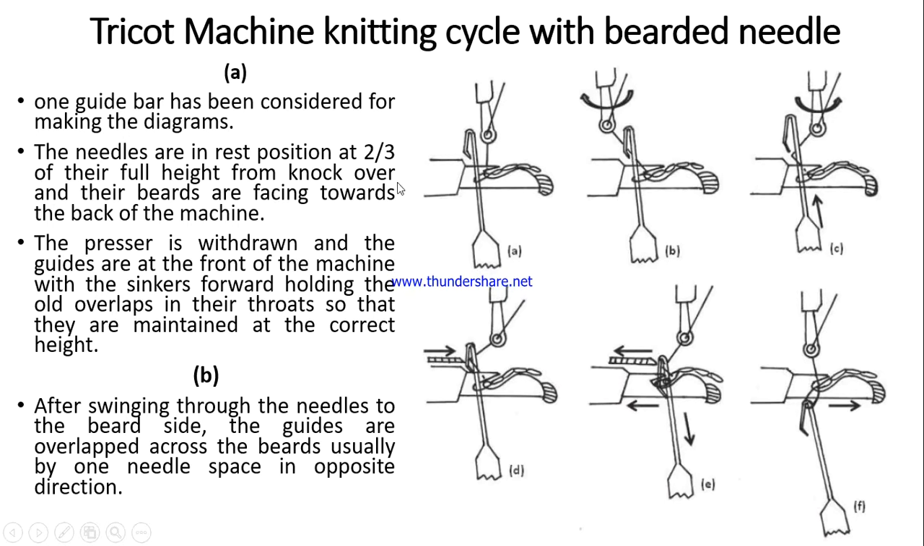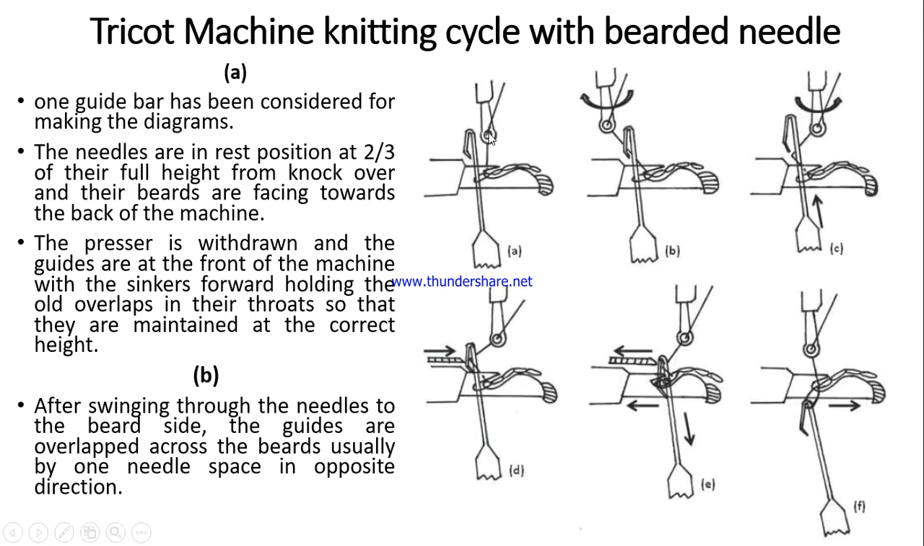The pressure, which is used to press the hook closed, has been withdrawn. So the hook is now open, and the guides are at the front of the machine with the sinkers forward, holding the old overlap in their throats so that they are maintained at the correct height. Now you can see the guides. This is the guide, at the frontmost position, because the guide is on the front side of the machine.